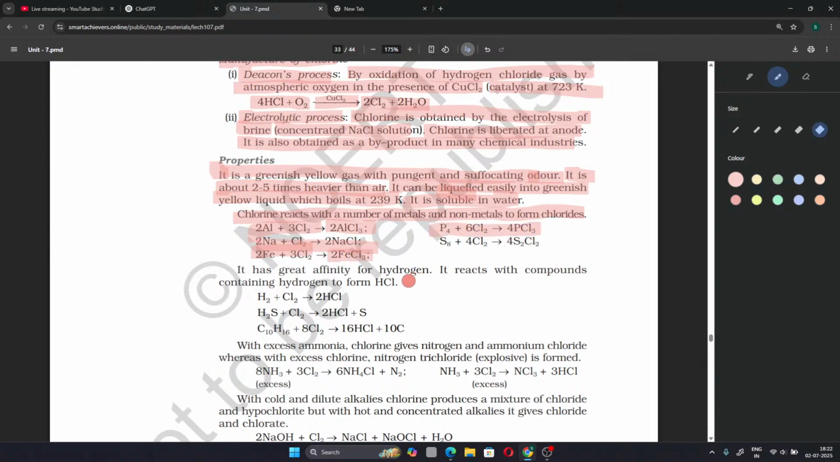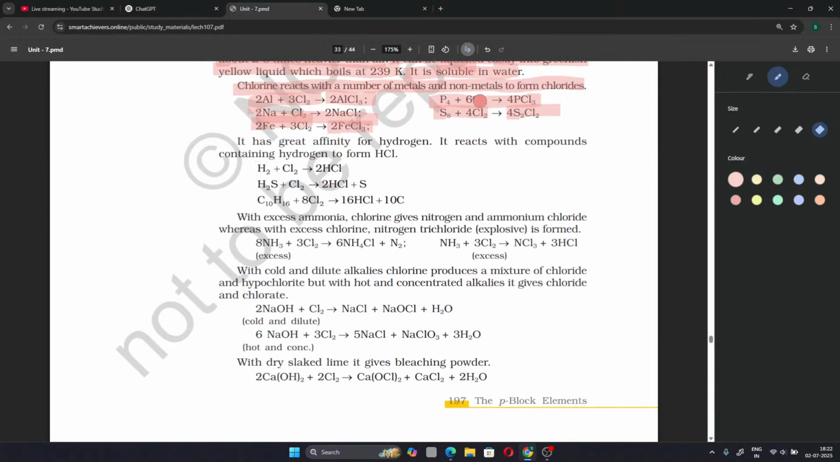Phosphorus reacting with chlorine will give PCl3, phosphorus trichloride, which we study the properties of. And S8 plus chlorine will give disulfur dichloride. The oxidation state of sulfur here is +1. Chlorine has a great affinity for hydrogen. It reacts with compounds containing hydrogen to form HCl.